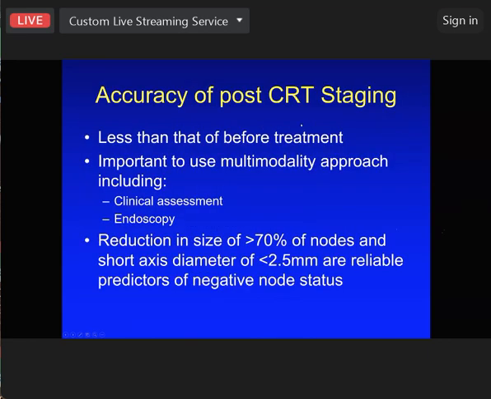So how accurate is staging MR post-chemorad treatment? Well, it's less good than pre-treatment. And so it's important to use a multimodality approach. So you'll do the MRI, but you also have clinical assessment, and you can do endoscopy to look for residual tumor. As a rule of thumb, with the local nodes, if they've reduced in size by greater than 70% on imaging, or have a short axis diameter of less than 2.5 millimeters, we can be fairly confident to say that the nodes are now negative.